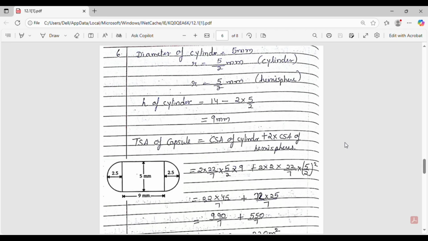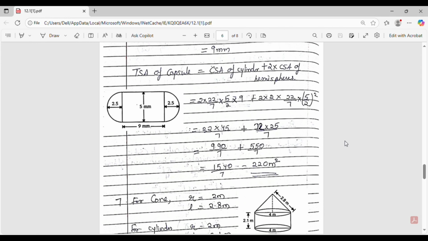So diameter of the cylinder would be 5 mm. So radius would be 5 by 2 mm and the same would be the radius of the hemisphere. Height of the cylinder would be 14 minus 2 into the radius, so it would be 9 mm. Total surface area of the capsule would be curved surface area of cylinder plus 2 into CSA of hemisphere. So it would be 2 pi r into h plus 2 into 2 pi r square. After solving these both fractions, we will get 1540 upon 7, which would be 220 mm square.